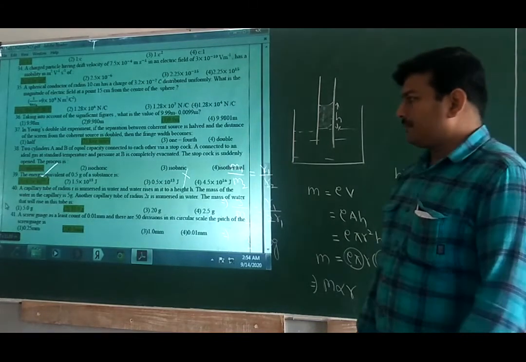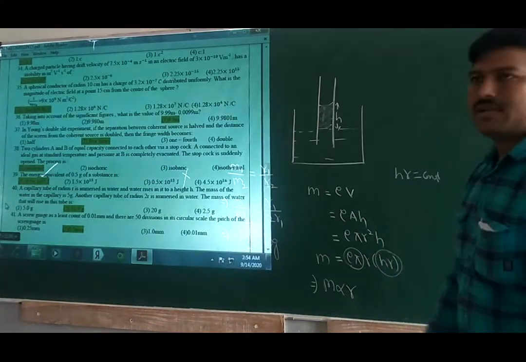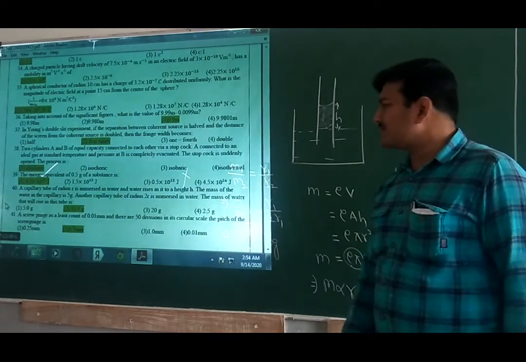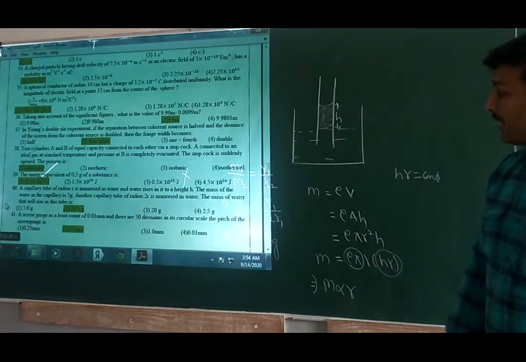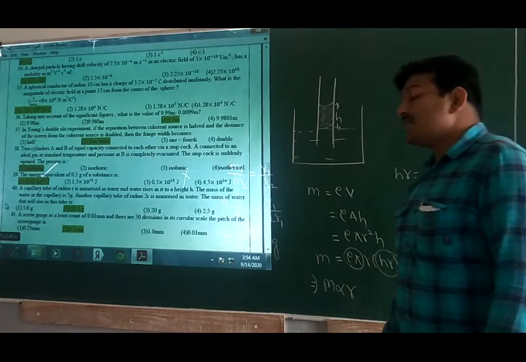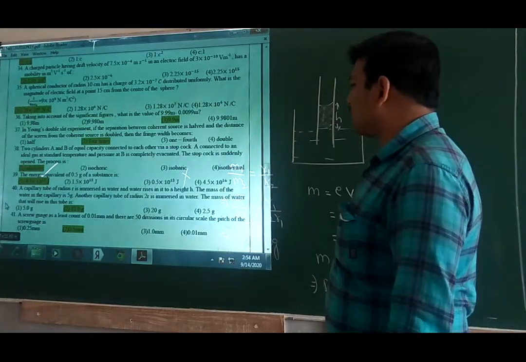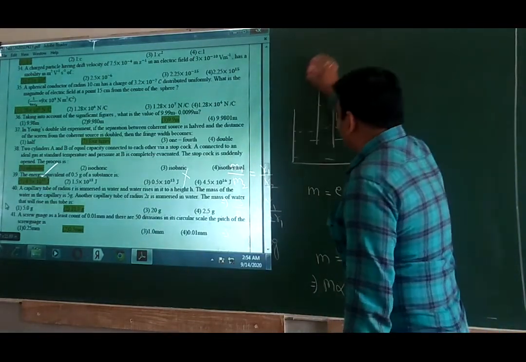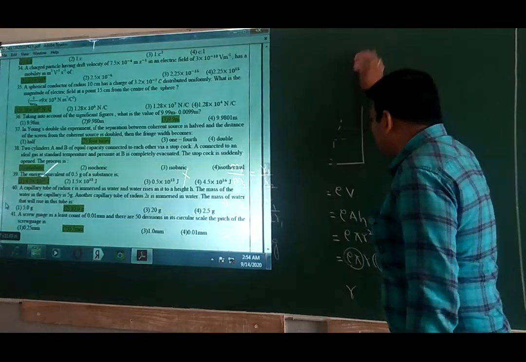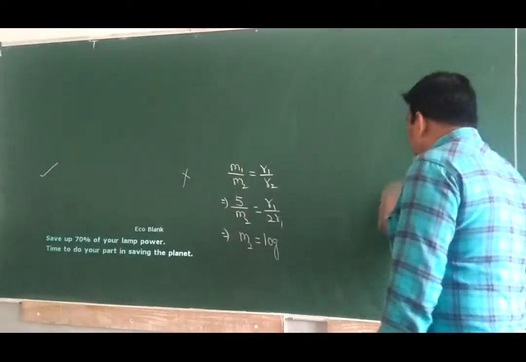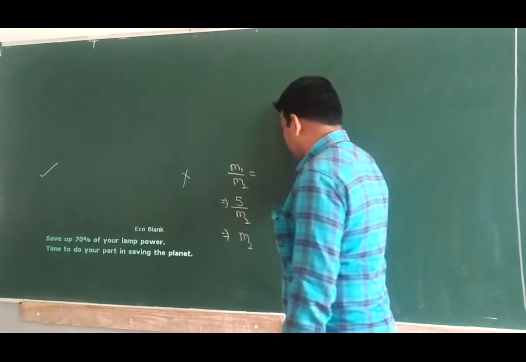Next, 41. A screw gauge has a least count of 0.01 millimeter and there are 50 divisions in the circular scale. The pitch of this screw gauge is? What is the basic formula for least count? Least count is equal to pitch of the screw divided by number of divisions.